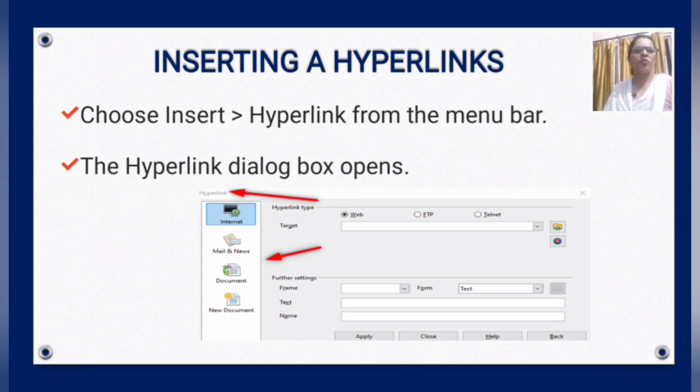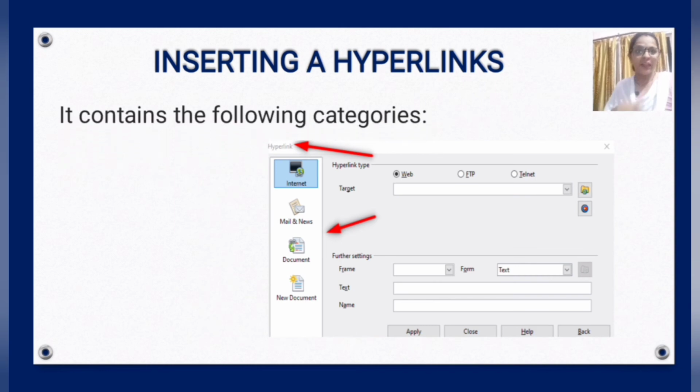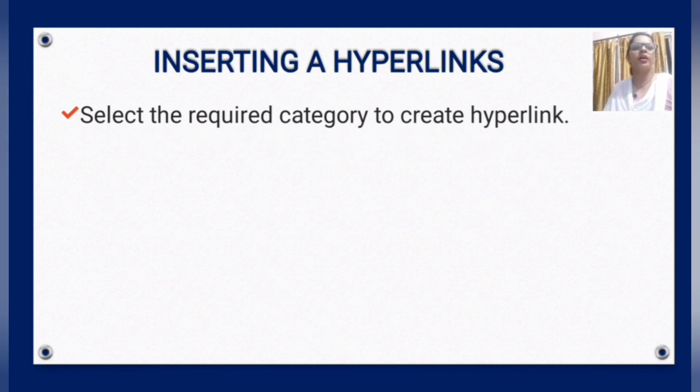Now the hyperlink dialog box contains the following categories: internet, mail, files, documents. Whichever you want to insert, you can apply. Select the required category, create the hyperlink and click OK.